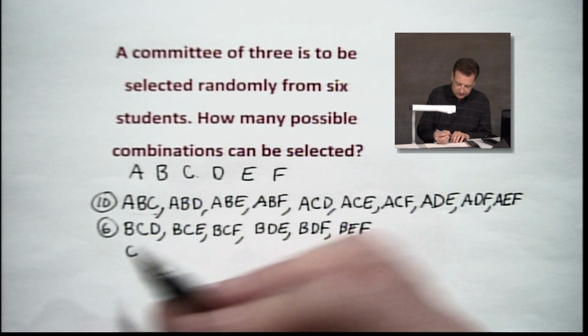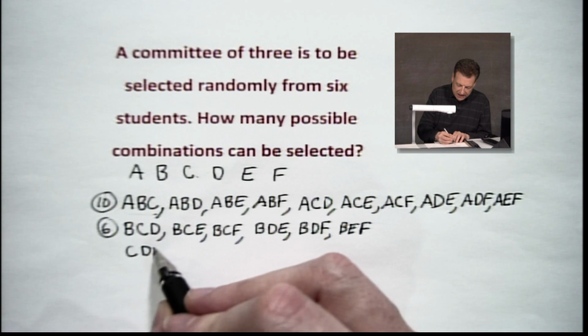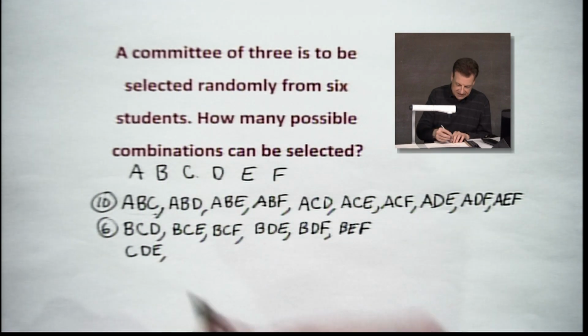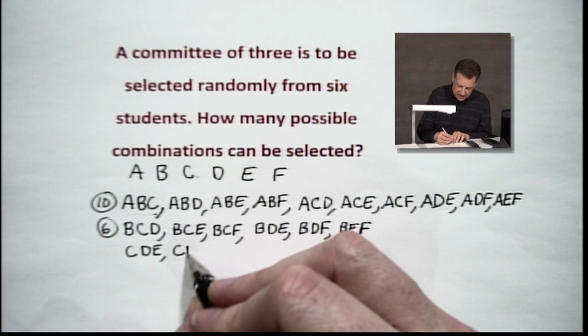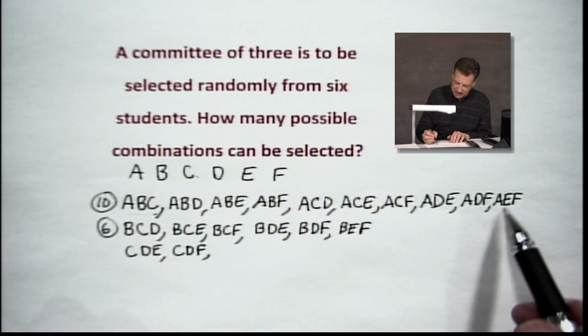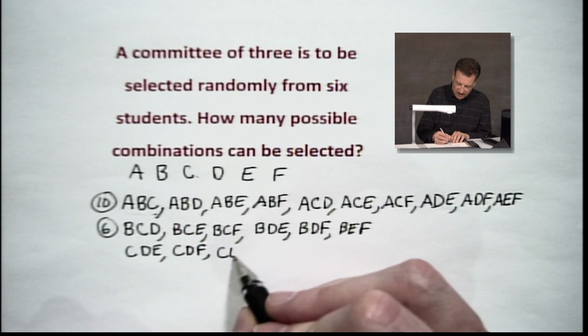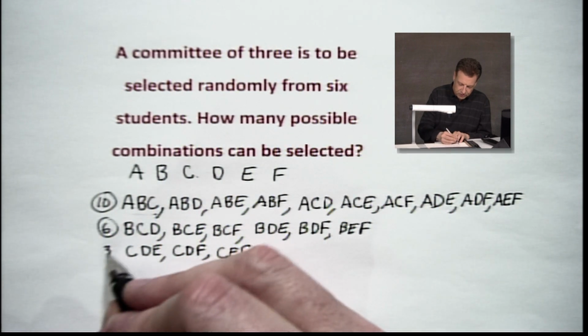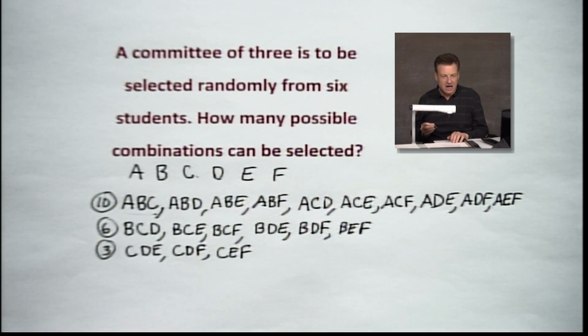We'll start with C. How about it? C, D, E. Why not? And why not C, D, F? And you know what else is next? Look at these EFs hanging out on the end. Why not? C, E, F. We are up to 3.